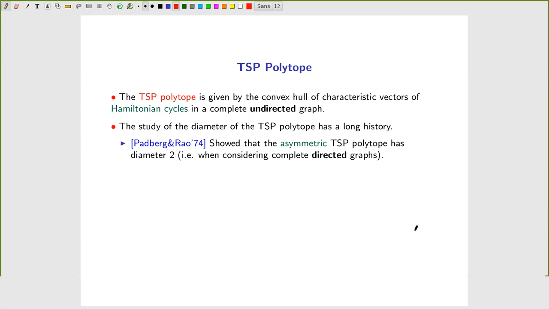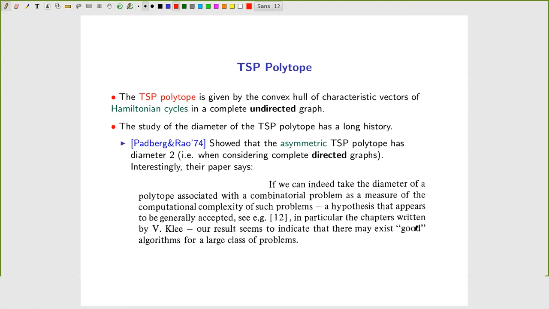And if you have a look at that paper, there is something interesting that they say, which also goes back to a few questions that I got yesterday. They say: if we can indeed take the diameter of a polytope as a measure of the computational complexity of the combinatorial problem that it models, an hypothesis that appears to be generally accepted, our results seem to indicate that there may exist good algorithms for a large class of problems.